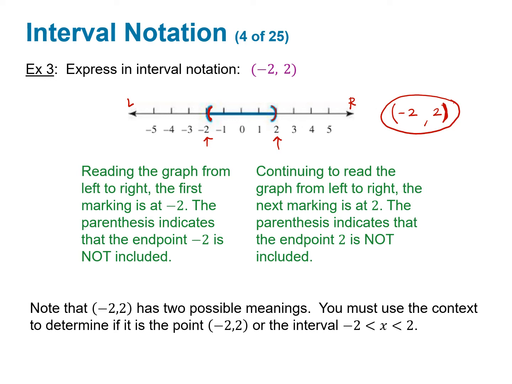So we have to think about the context to determine if it's a point, -2, 2, or if it's the interval of X values between -2 and +2. So when I say you must consider the context, we're going to have to see what type of problem we're doing and make that make sense. If we're talking about a point, then we know we're talking about X, Y coordinates. If we're talking about an interval, we know we're talking about numbers between -2 and 2.